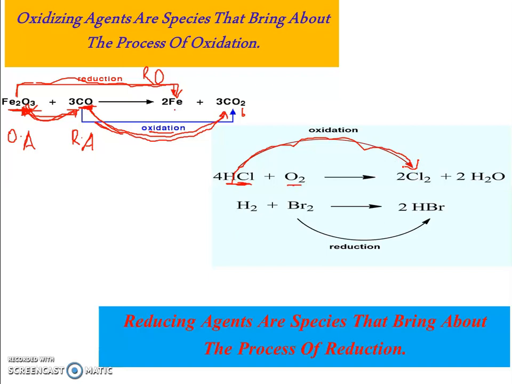Now, if you want to determine the substance that is the oxidizing agent in that particular reaction, you just look at the one that is reacting with hydrochloric acid. And as you can see here, it is oxygen gas. So oxygen gas is the one responsible for removing the hydrogen from hydrochloric acid to become chlorine gas.